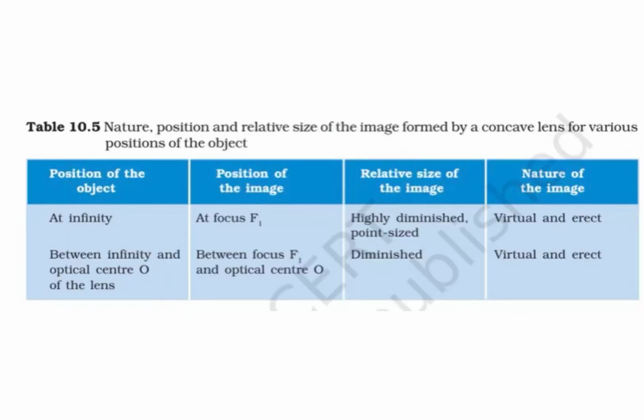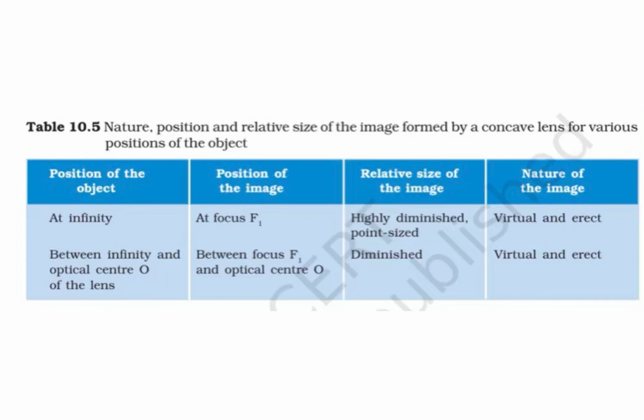The following table shows the image formed by concave lens when object is placed at various positions. First case is object is placed at infinity. The image is obtained at focus f1. The size of the image is highly diminished or point-like, and the nature of the image is virtual and erect. Second case, object is placed anywhere between optical center O and infinity. The image will be obtained between f1 and O. The size of the image will be diminished, and the nature of the image will be virtual and erect.